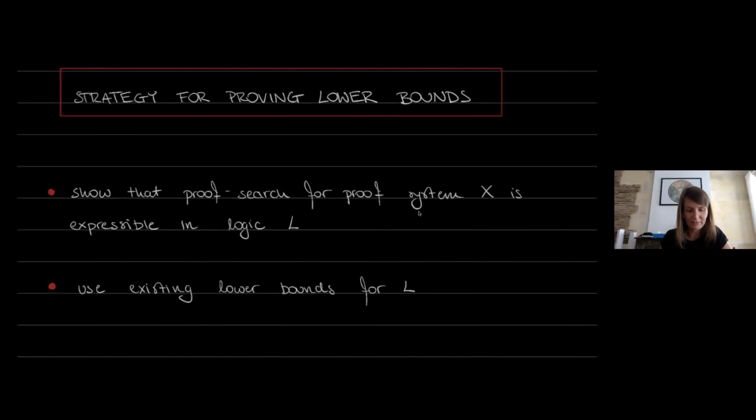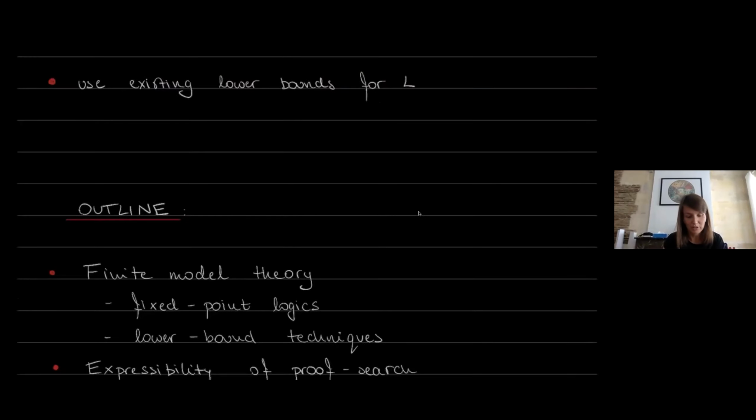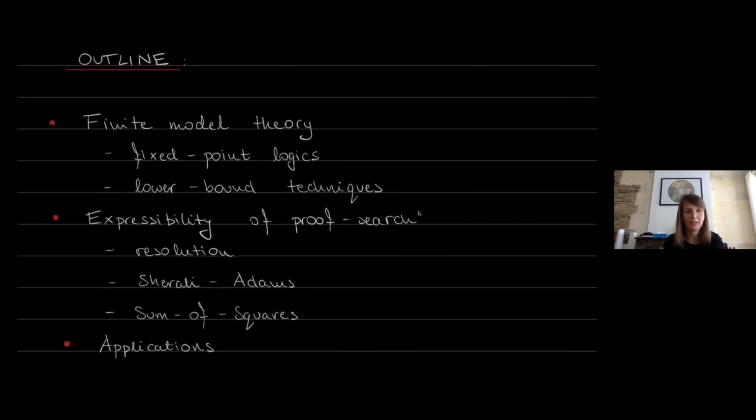The key message of this talk is that I want to explain to you the following strategy for proving lower bounds. First we show that proof search for a certain proof system X that we are interested in is expressible in some logic L, and then we use existing lower bounds for L. So this is what we are going to discuss today, and this is the plan.